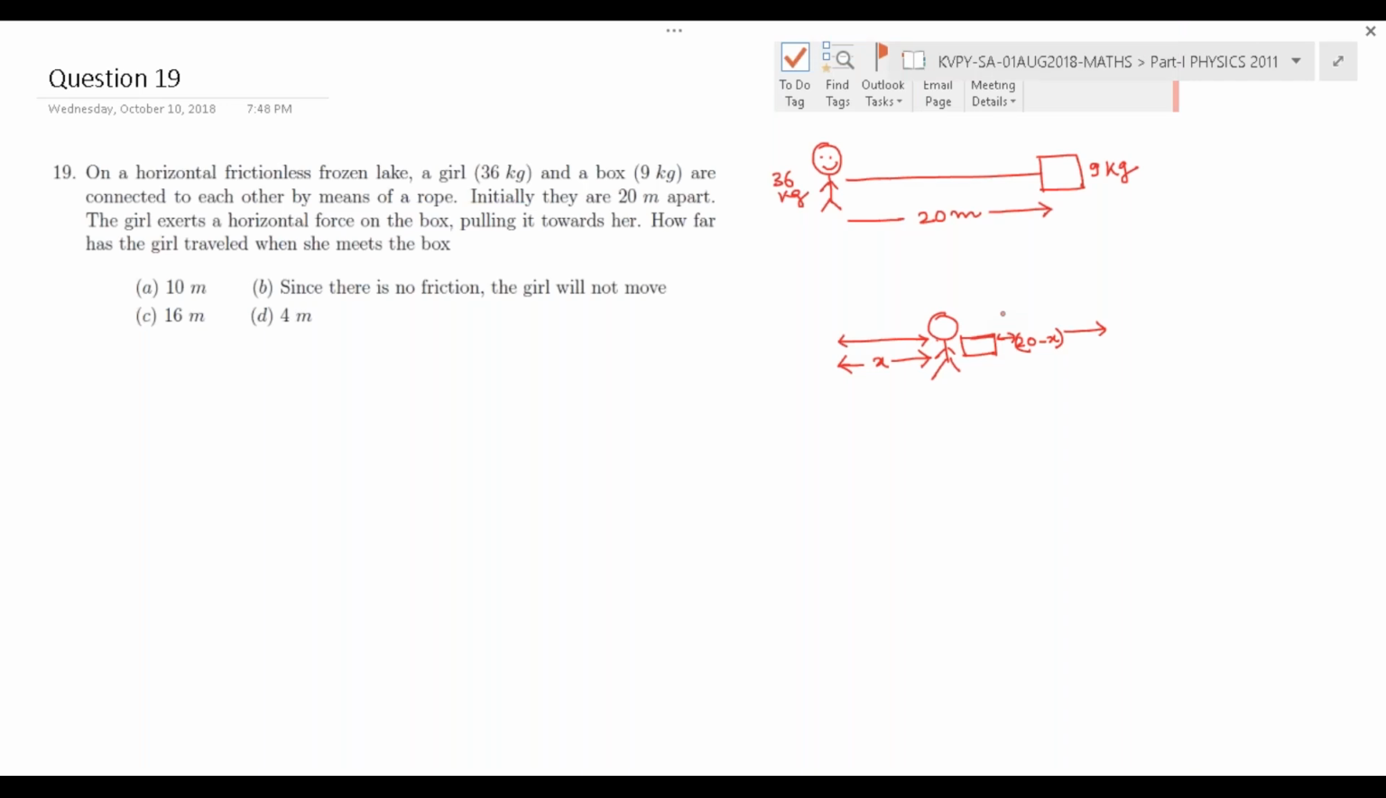Now there is no external force working on the system. So according to the concept of center of mass, we get 36 into x is equal to 9 into 20 minus x, correct? Because we are understanding this from the center of mass. This implies 45x is equal to 180, and we get the value of x is equal to 4. We derive that the girl will travel a distance of 4 meters when she meets the box, and we get the correct option as D.